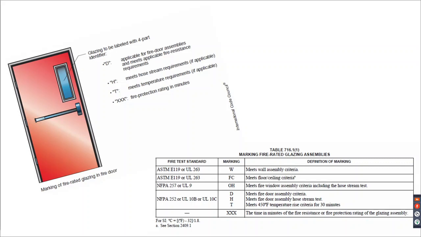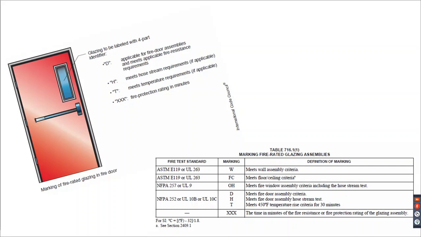Just a little bit of a visual for you for the tables. So you'll see this is 716.1.1. This table is the marking fire rated glazing assemblies. And the tables have changed through the years. So if you're looking at different editions of the code, obviously stay in the edition that your project is in. But the later ones have really helped differentiate between what is what, and what do you need to see, what was my glazing tested as.